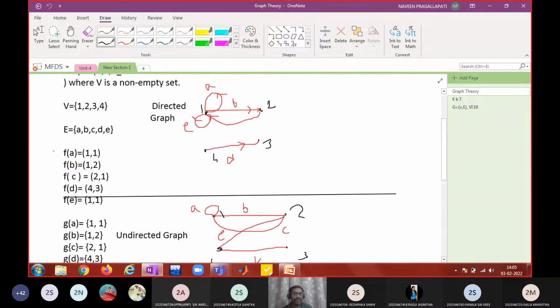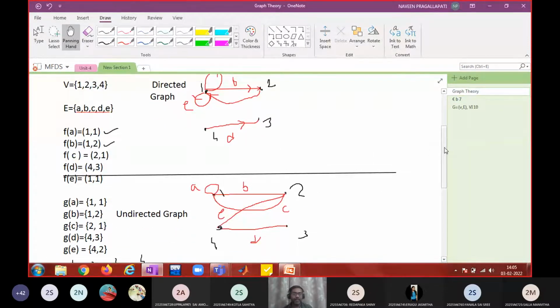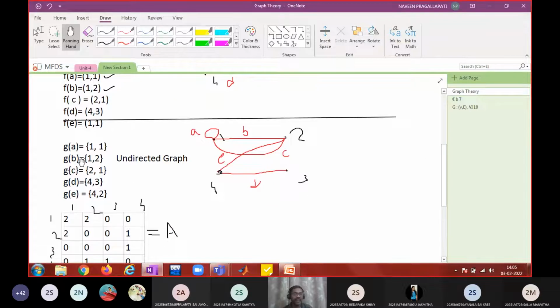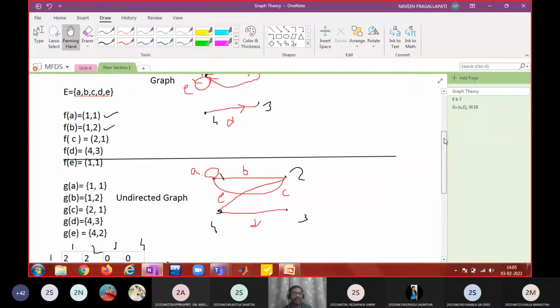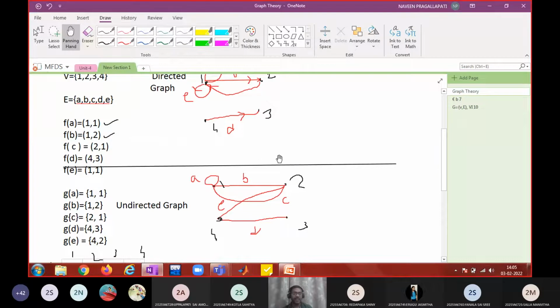Here we have denoted these things in terms of ordered pairs. Therefore, you have seen directions. There is an edge from 1 to 2, that's a directed edge, and there is an edge from 1 to 1, that is called a loop. If there is more than one edge between two vertices, they are called multiple edges. For an undirected graph, we map edges with sets. For directed graphs, we map edges with ordered pairs. That is the only difference.